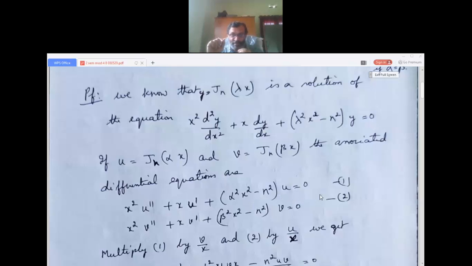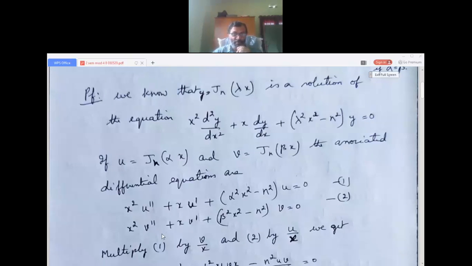If you understand, write the notes properly, concentrate when writing, then it is very easy, because it is completely a derivation, otherwise it's very difficult, you can't learn this concept by heart. Another is v, so instead of y there is v, and the solution is Jn of beta x. So x squared v double dash plus x v dash plus beta squared x squared minus n squared of v equals 0.